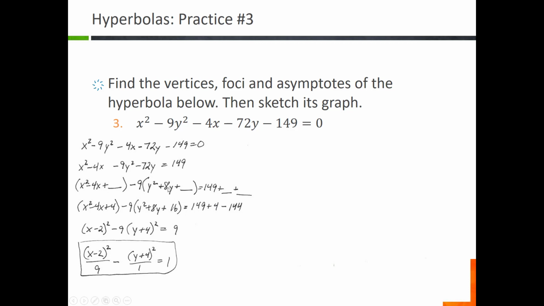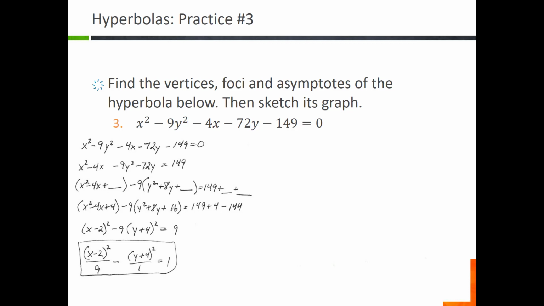We take half of the 8, which is 4, and square it, which is 16. So we add a 16, but that 16, remember, is being multiplied by -9. So 16 times -9 is -144. So I'm going to add a -144 on the right side. We simplify the right side, we factor the left side, and then we want the right side to equal 1, so we divide everything by 9. So this is the equation that we get.